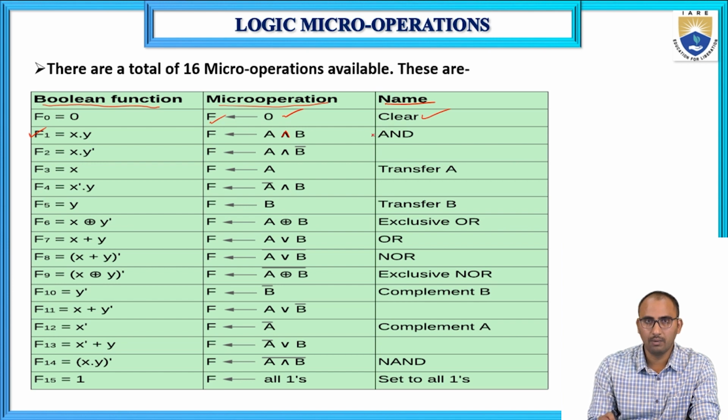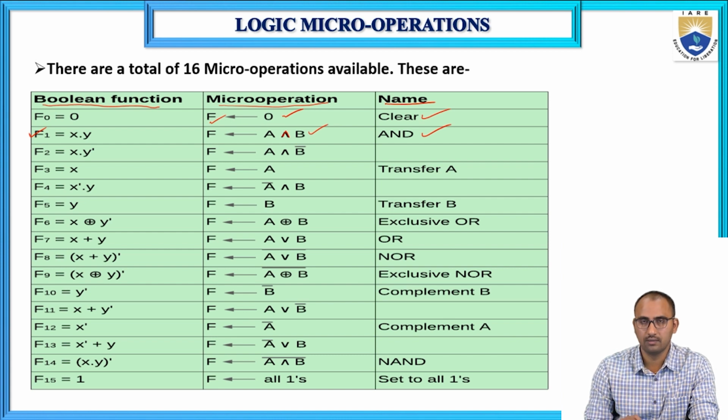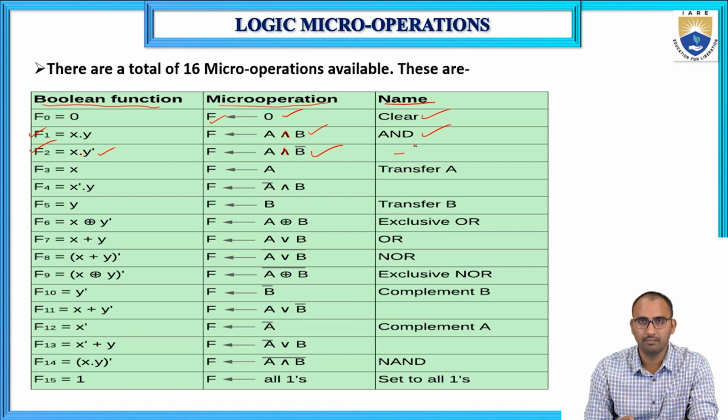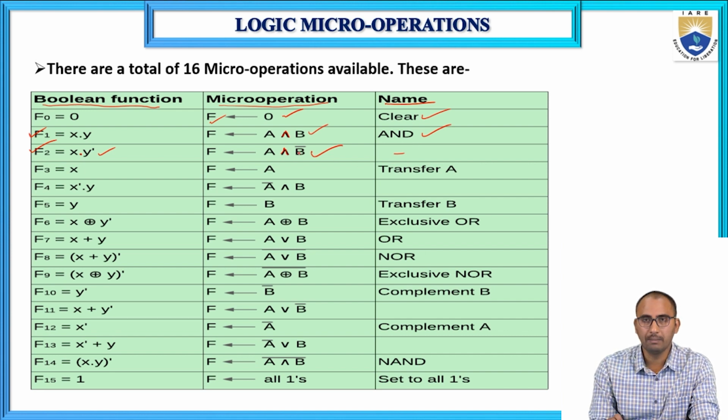So the name of the operation is AND, the logical AND. And F2 is x into y bar. In Boolean function we will write F2 is equal to x into y bar. The same Boolean function we can represent in micro operation as F arrow A and B bar. It doesn't have any name. So the expression is A and B bar.